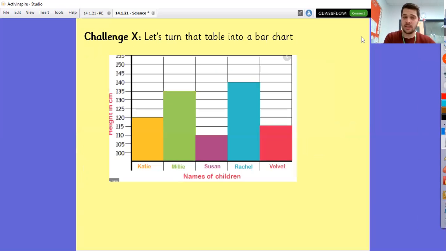And as a challenge X, that table there, this is an example of a bar chart, not necessarily for our task today. You could have, instead of name of children, what could go there? It could be the 4 different shapes, and instead of height in centimeters, it would be the mass in grams or kilograms or whatever you choose to do.